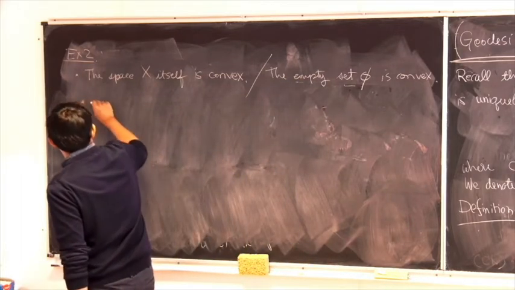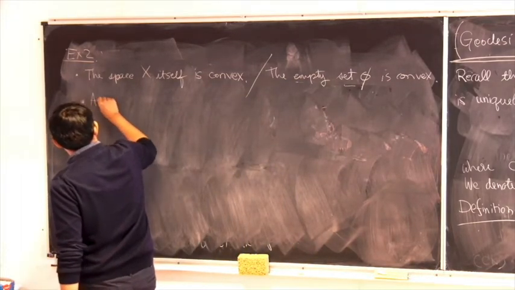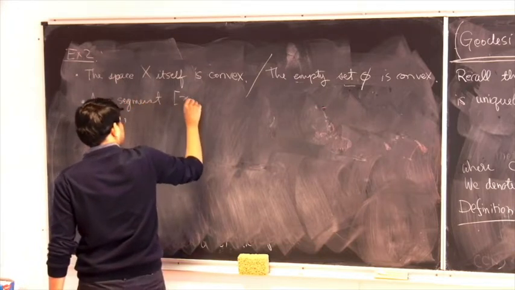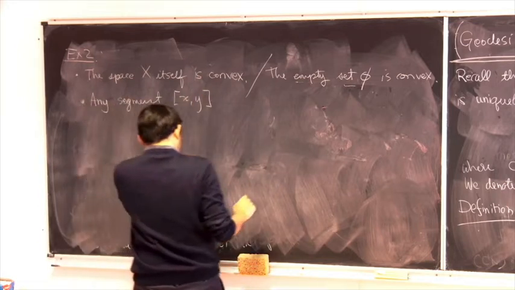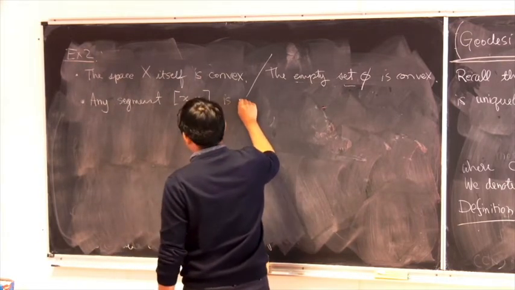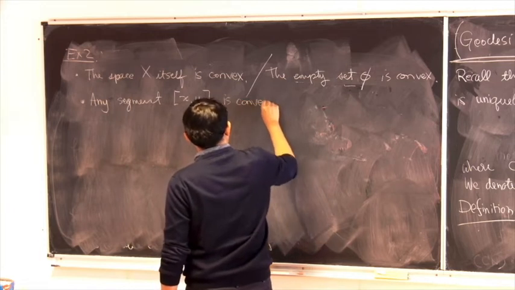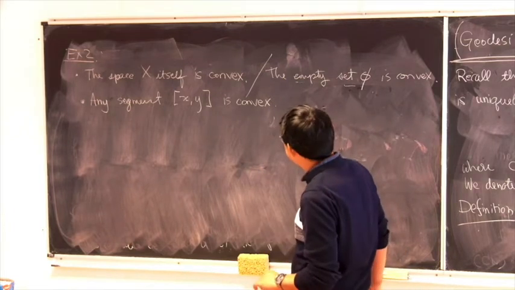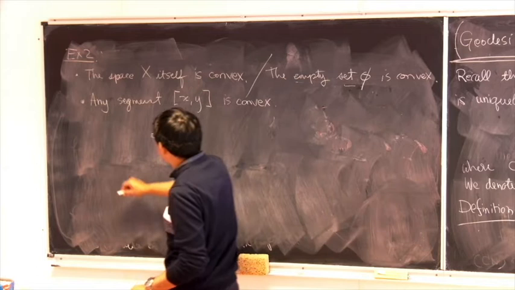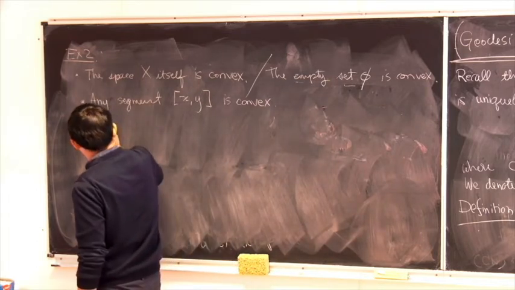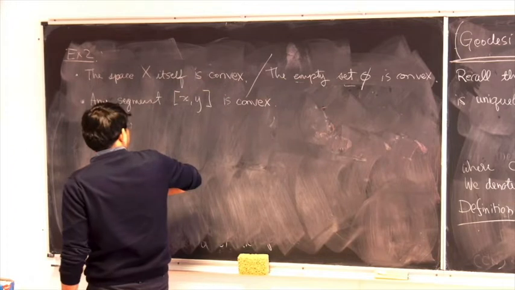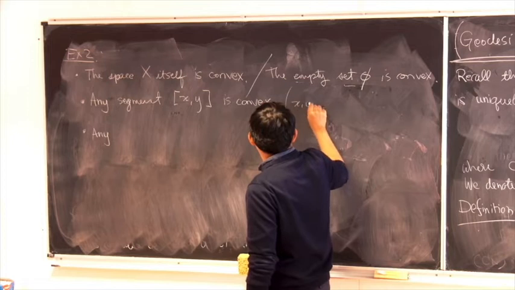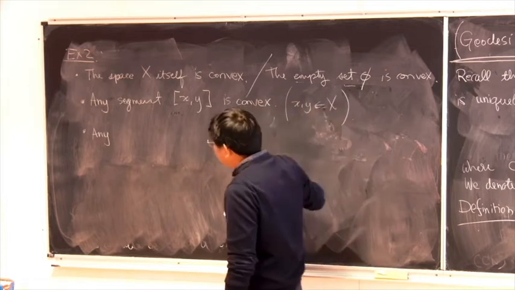Okay, the other one is the segment. So this is convex. Okay, so when we say any segments, that means x and y are coming from X, of course.